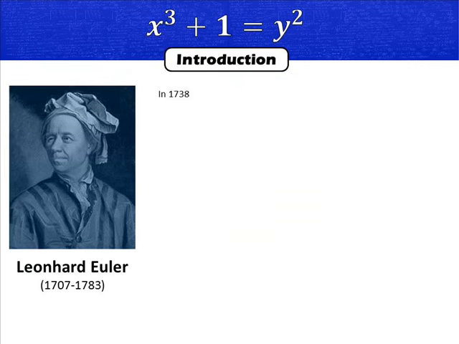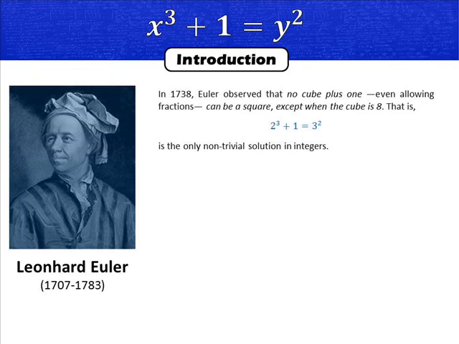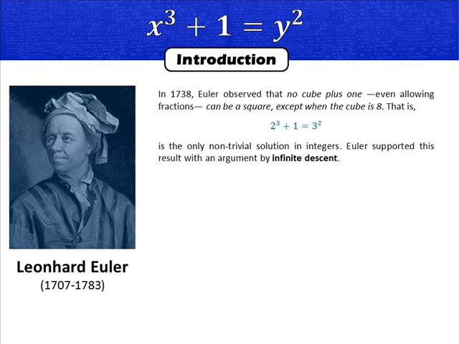In 1738, Euler observed that no cube plus 1, even allowing fractions, can be a square, except when the cube is 8. That is, 2 cubed plus 1 equals 3 squared is the only non-trivial solution in integers. Euler supported this result with an argument by infinite descent.